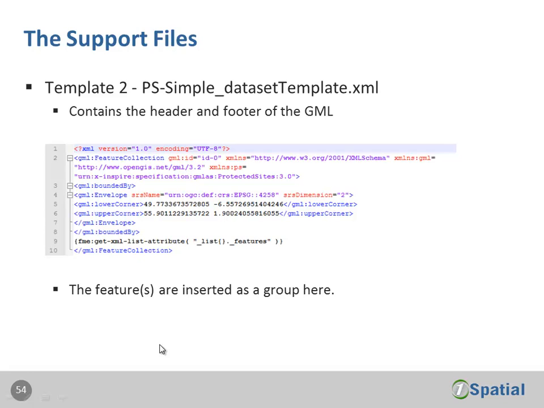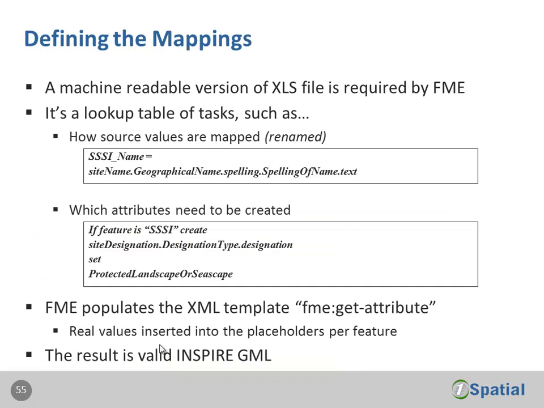You put a little character that basically allows you to get a certain value, a variable, and embed that into a template. What we can do then is take that value, that list of features, and drop them into the GML header and footer, so that we build an Inspire conformant GML file. That's the location there. The machine readable spreadsheet essentially tells us how attributes are renamed and how and when attributes are created and set to certain values.